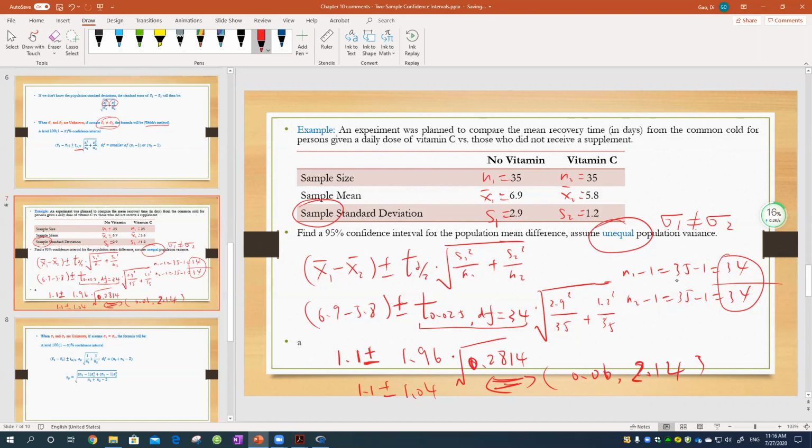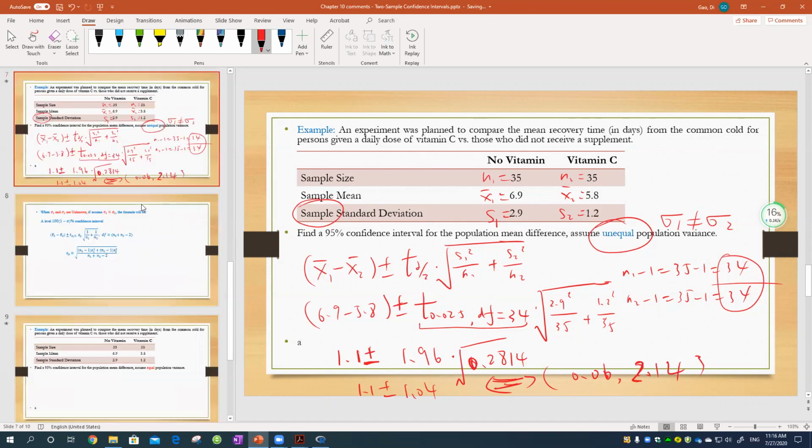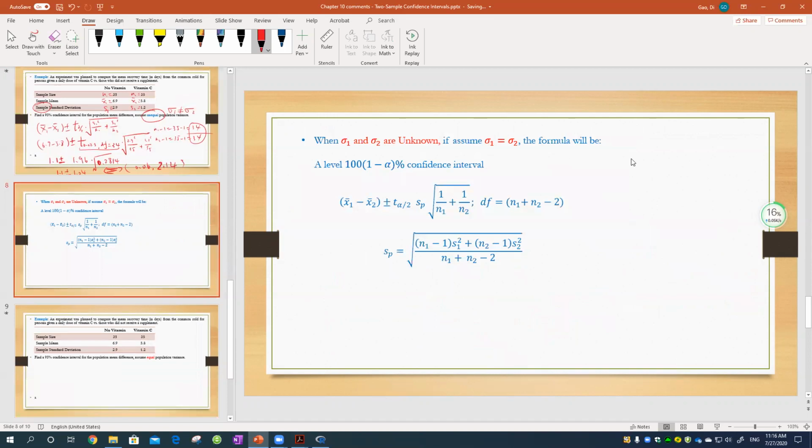So that's the second example. And another scenario is when they're unknown but assumed equal. Then we have to pool these two sample variances together. So this is called the pooled standard deviation.